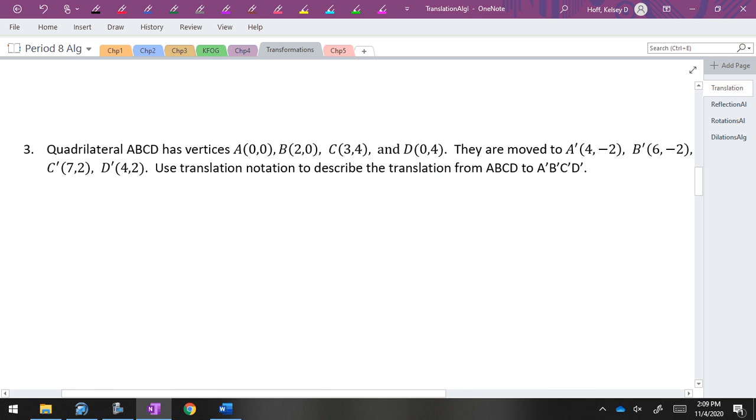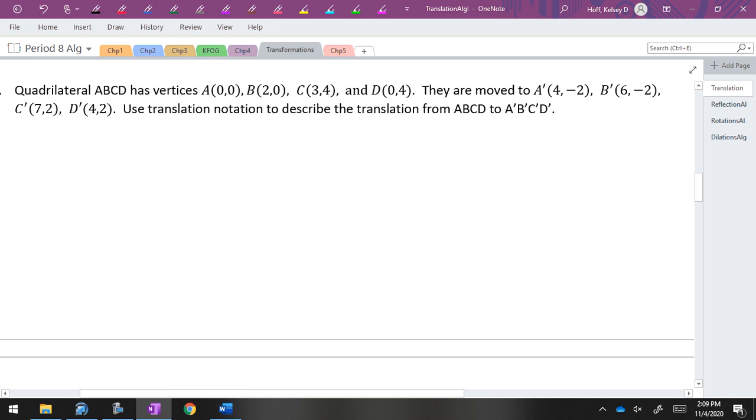The last piece that you may or may not remember: quadrilateral ABCD has the vertices given, and they are moved to A prime, B prime, C prime, and D prime. They want us to use translation notation to describe the translation that took ABCD to A prime, B prime, C prime, and D prime. Translation notation always has X comma Y with an arrow. Every single time. If your directions say translation notation, you should automatically write X comma Y with an arrow.